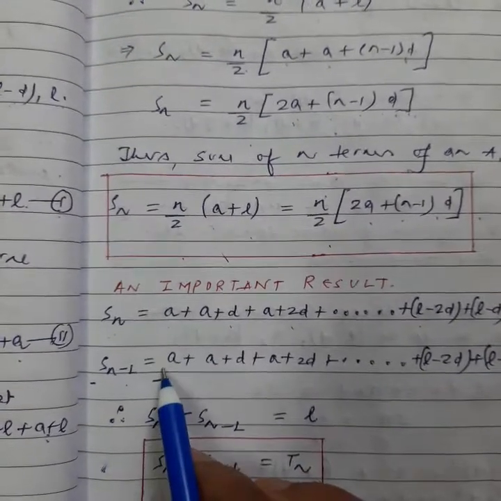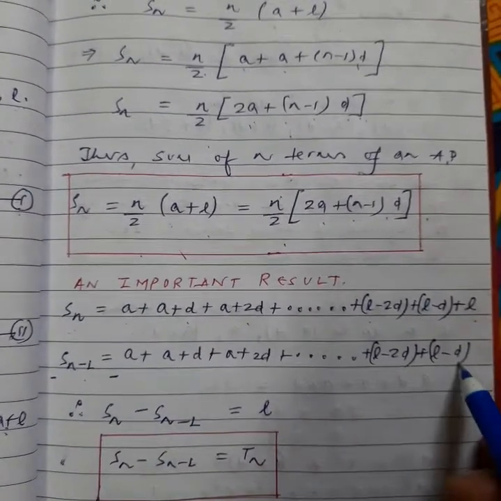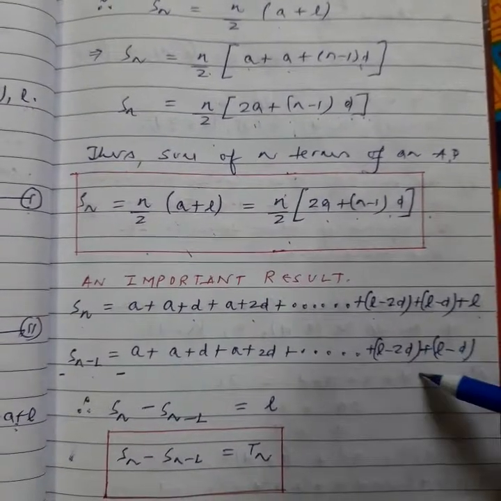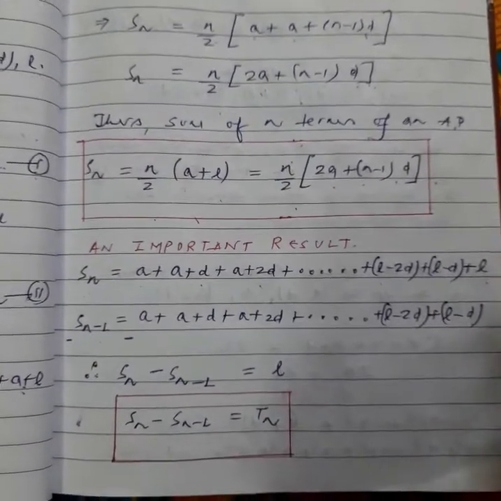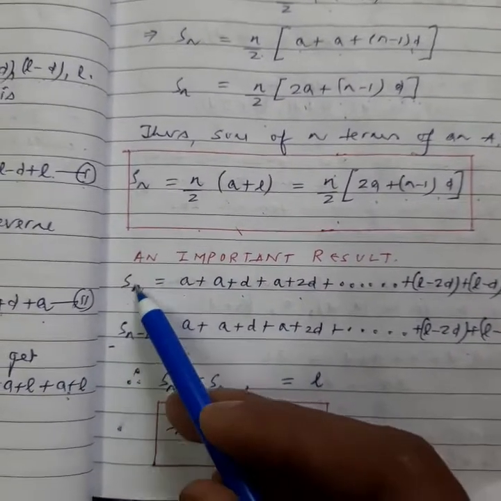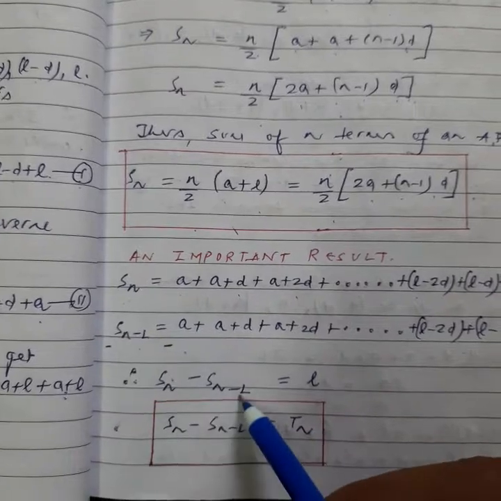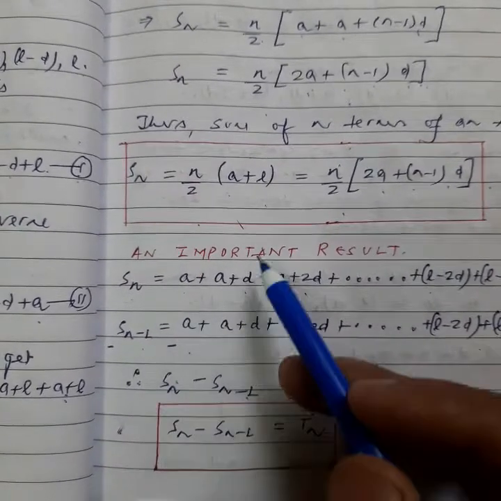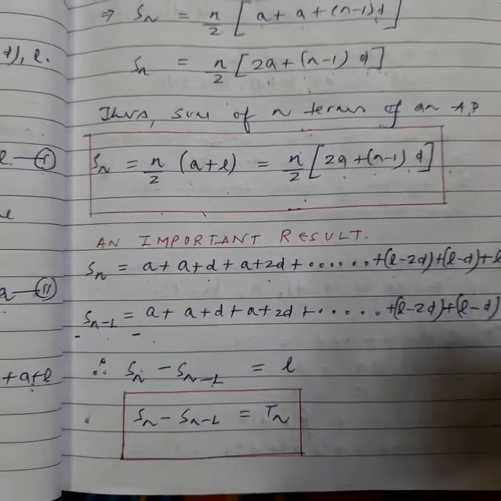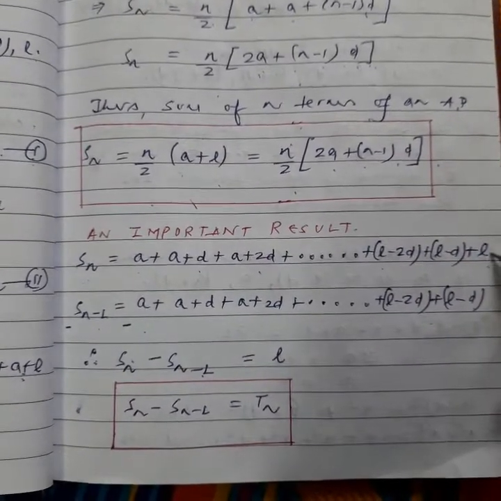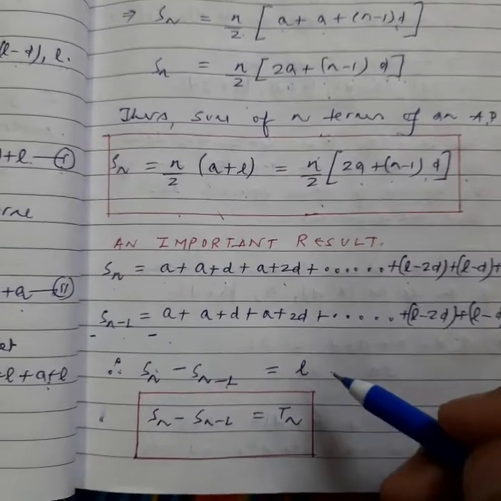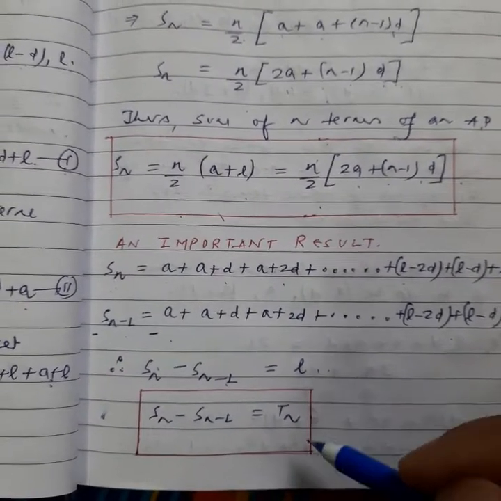So from a, we will add till l minus d. If we subtract these two equations, that is Sn, subtraction done on both the sides, Sn minus 1, this whole term will get cancelled out because we are subtracting it. So on this side, only the last term l will be left out. So here we can write l, and that l is also called Tn.